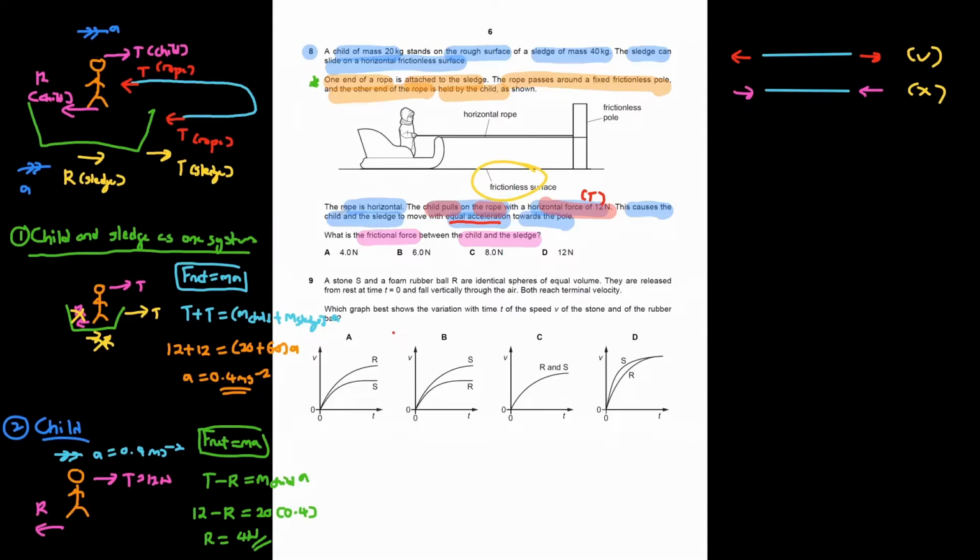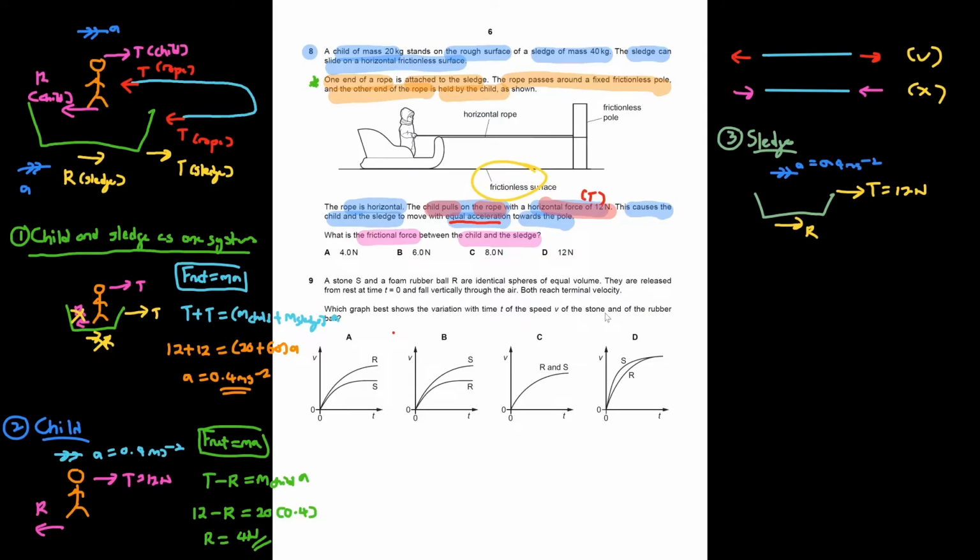Now, you could also equally apply your analysis on the sledge alone. So if you consider the free body diagram acting on the sledge, this is, say, your sledge. We have the horizontal force of T acting like this. Again, it is 12 newtons. We have the frictional force acting on the sledge like this. And then we have our acceleration a of 0.4 meter per second squared.